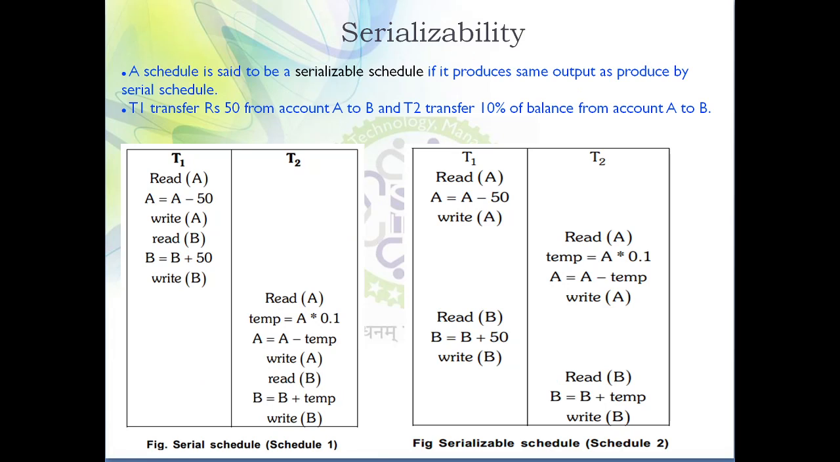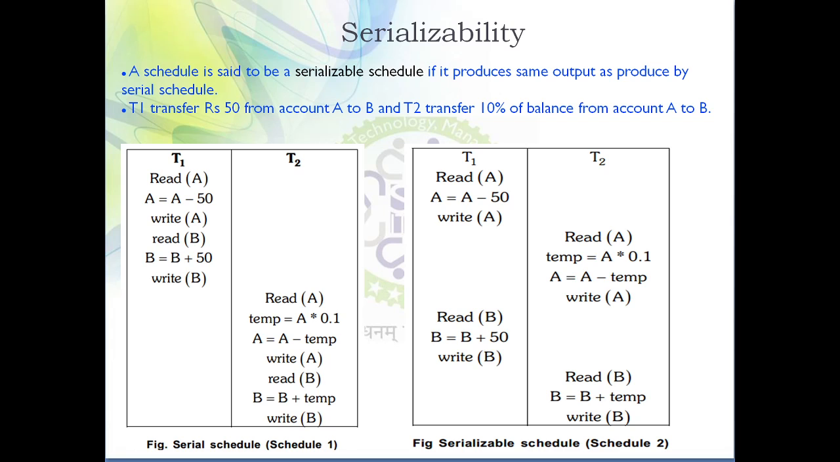Next we understand what we mean by a serializable schedule. A schedule is said to be a serializable schedule if it produces the same output as produced by a serial schedule. We understand the concept of a serializable schedule with this particular example. The concept is again very simple. If you want to say that a particular schedule is a serializable schedule, it must produce the same output as produced by a serial schedule.